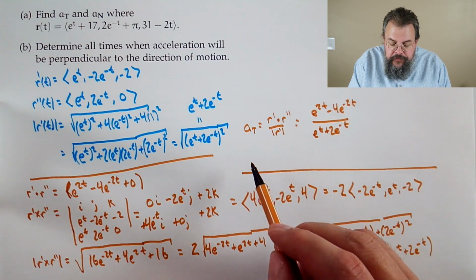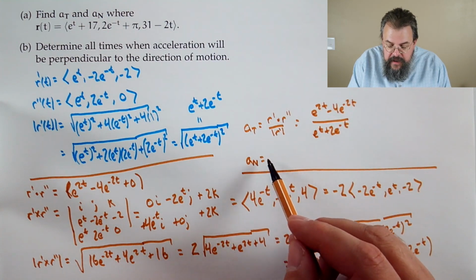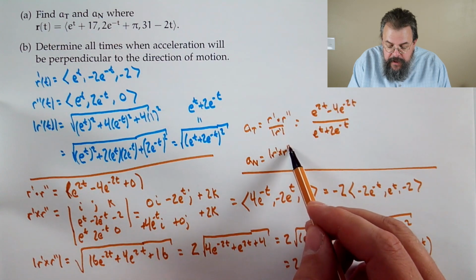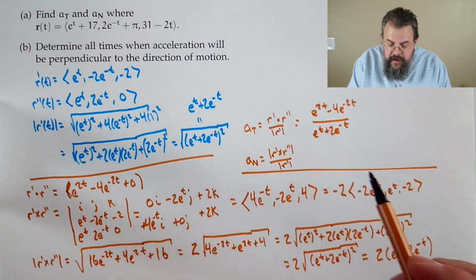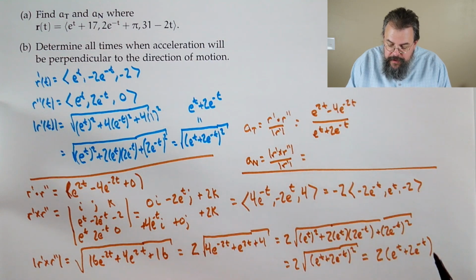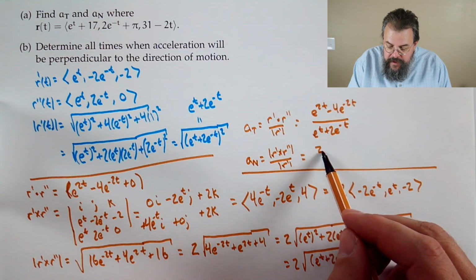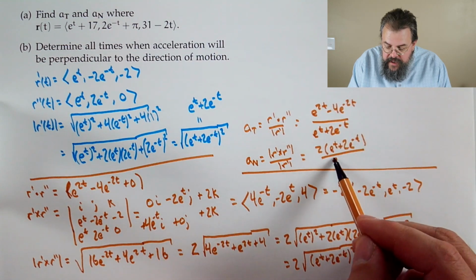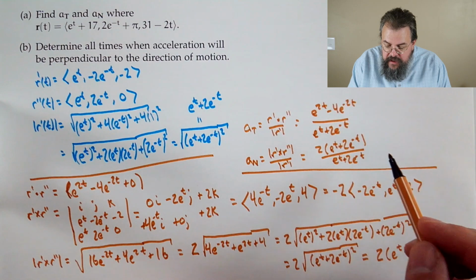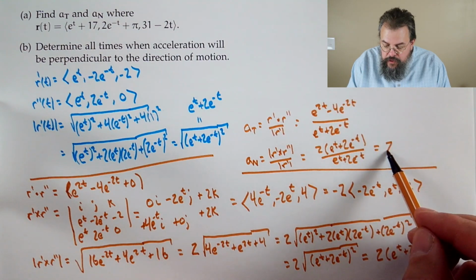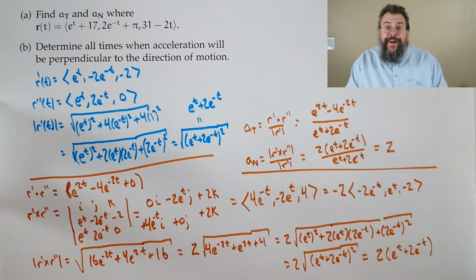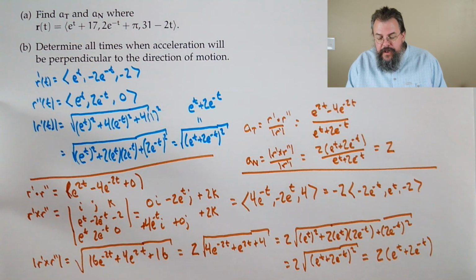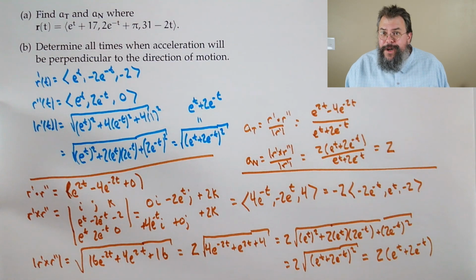Okay, there we go. A sub n, magnitude of r prime cross r double prime over magnitude of r prime. Well, we know where it's going to happen. So we got a 2 times e to the t plus 2e to the minus t divided by e to the t plus 2e to the minus t, which gave us 2. All right. So there we go. A sub n looks really nice. A sub t, maybe. We'll come back to that in a second.